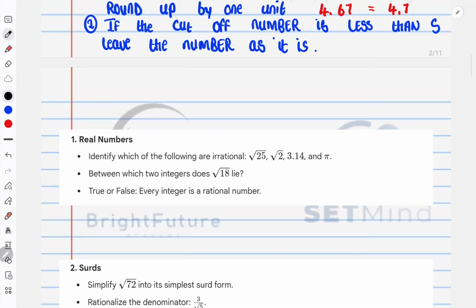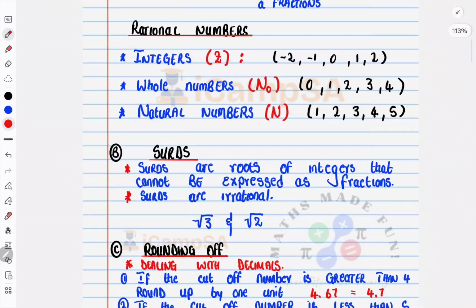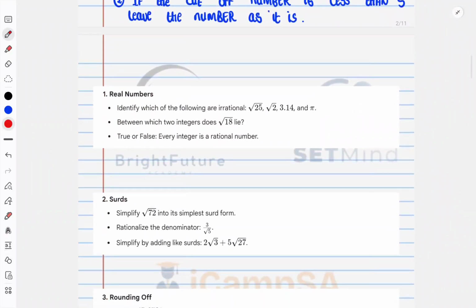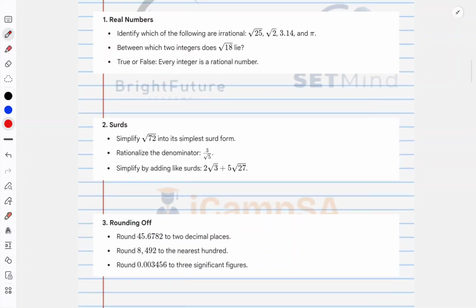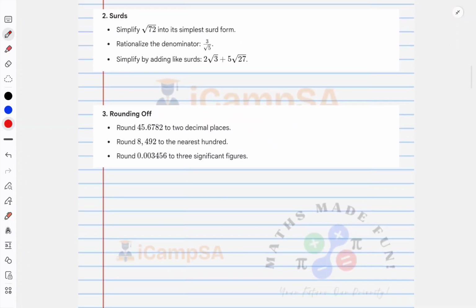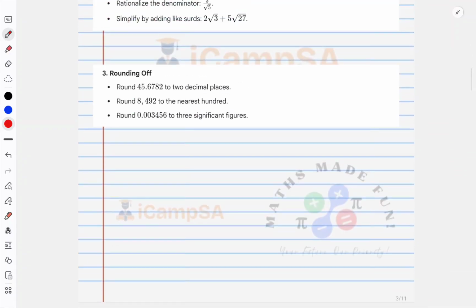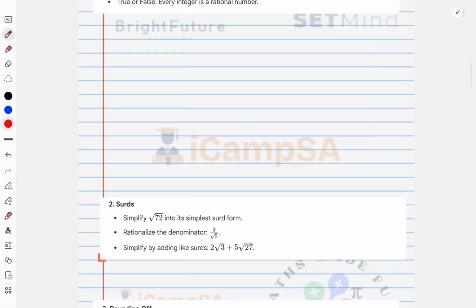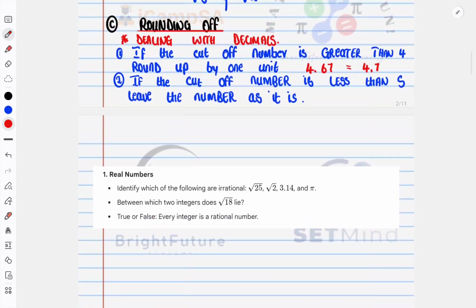And then that is it for the number systems. We're going to do just quick examples in regards to this. Okay, let me drag this down. Yeah, so these are your examples for dealing with number systems.